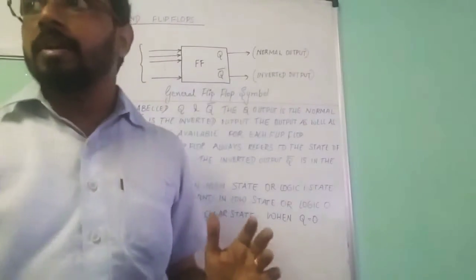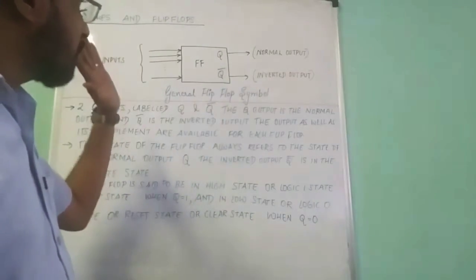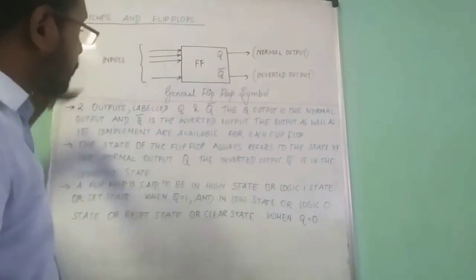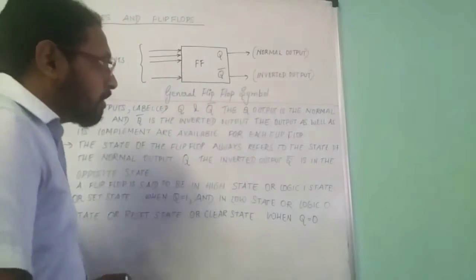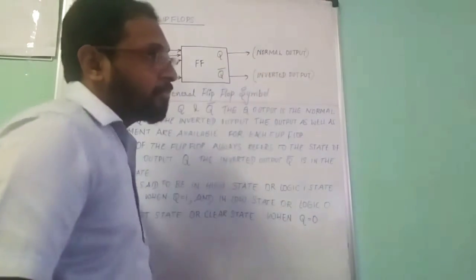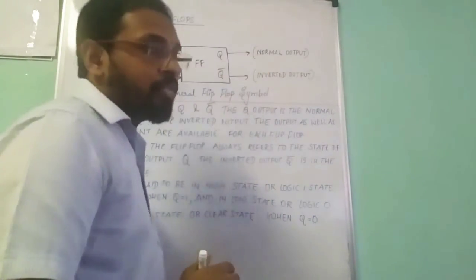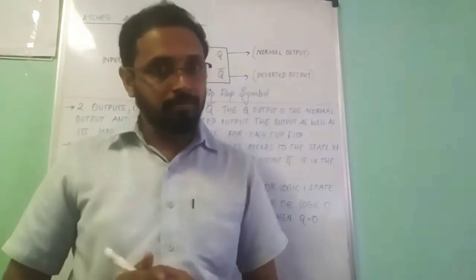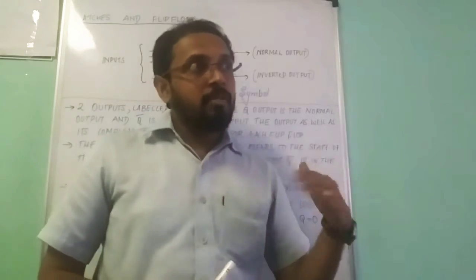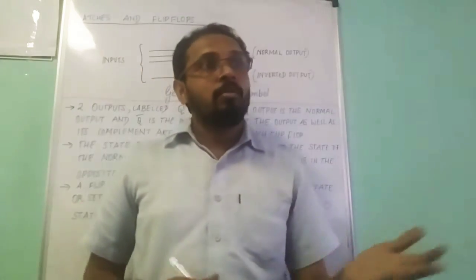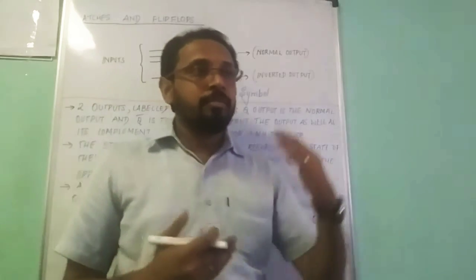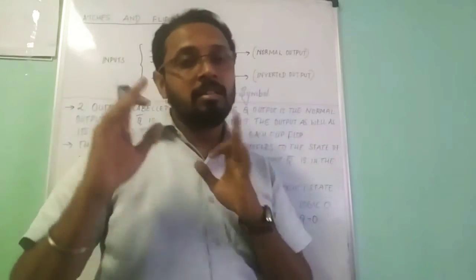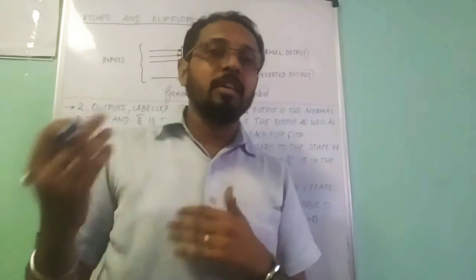This is the continuation part. This is the figure of the general flip-flop symbol. A flip-flop can have more than one input, and the output will be Q and Q bar. The normal output will be Q, and Q bar, the inverted output, will also be available. If anyone asks what you mean by the state of a particular flip-flop, it means the value of Q, that is the state. And Q bar will be the inverted state.